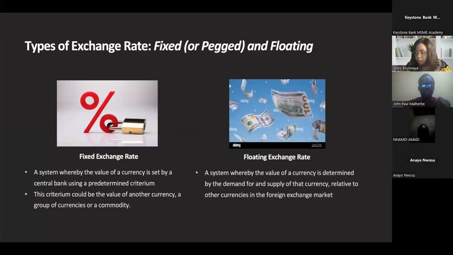There are two types of exchange rates. Generally speaking, you have a fixed or pegged exchange rate, and you have a floating exchange rate. A fixed rate is a system whereby the value of the currency is set by an authority, typically the central bank of a country, which would set a value and peg it to something. So the central bank could say, for instance, that no matter what, the Naira will exchange at so and so rate for $1.